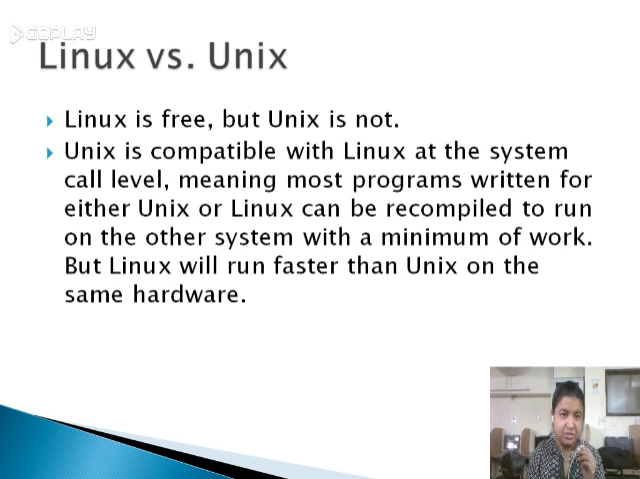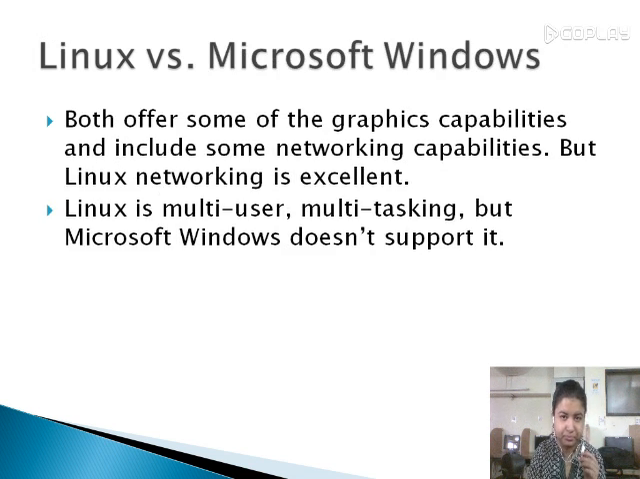Now we have Linux versus Unix. We often get confused between Unix and Linux, whether they are the same or different. Now, Linux is free, but Unix is not free. Unix is compatible with Linux at the system call level, meaning most programs written for either Unix or Linux can be recompiled to run on the other system with a minimum of work, but Linux will run faster than Unix on the same hardware.